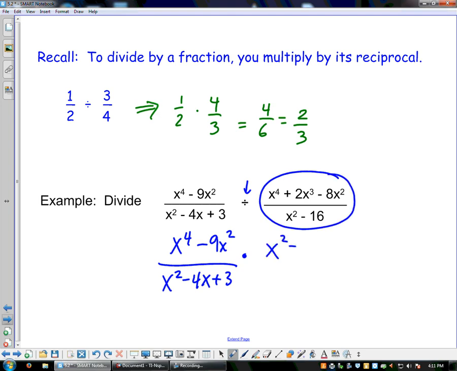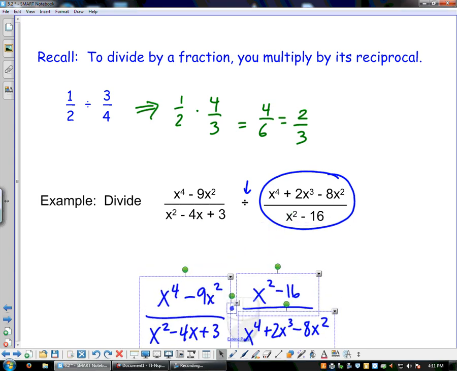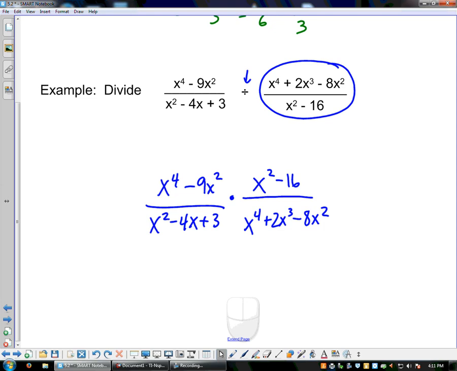So this will become x squared minus 16 divided by x to the fourth plus 2x to the third minus 8x squared. We're going to need some room here, so maybe we scoot this whole thing down. We can factor that a little bit. Okay, so now the fun begins. We start factoring. We can factor out x to the fourth minus 9x squared. We could write that as x squared times x squared minus 9. I'm factoring out x squared from both of these.